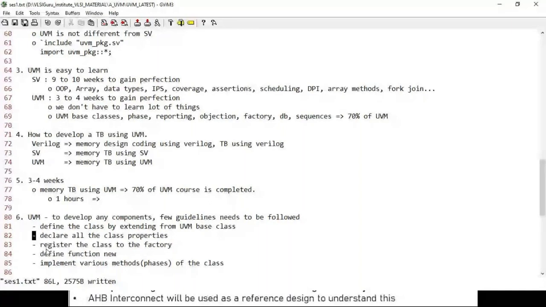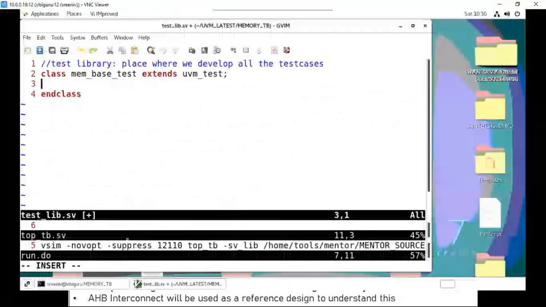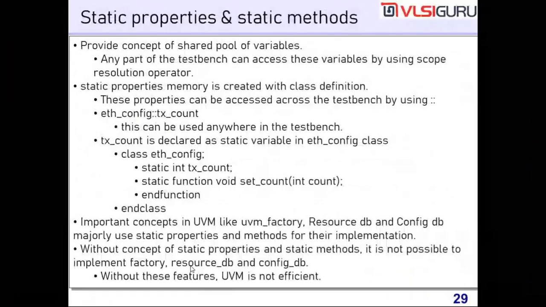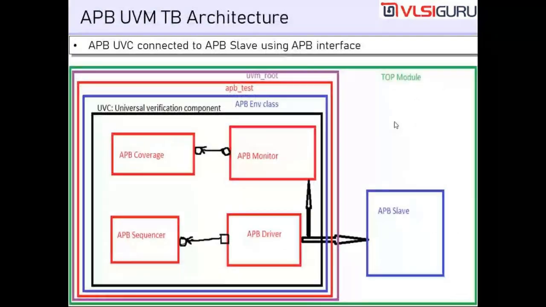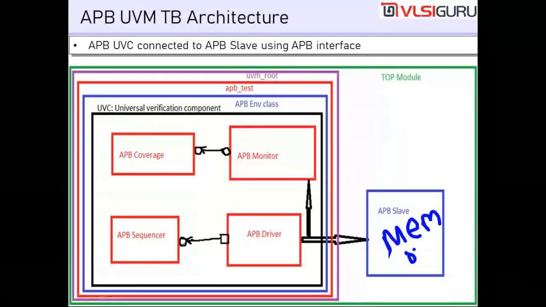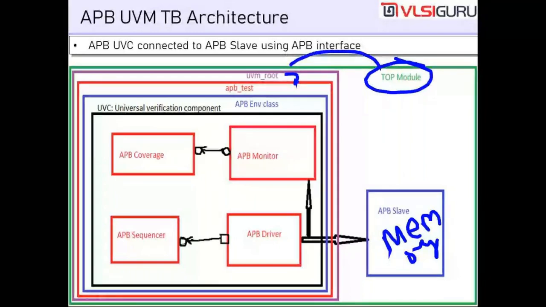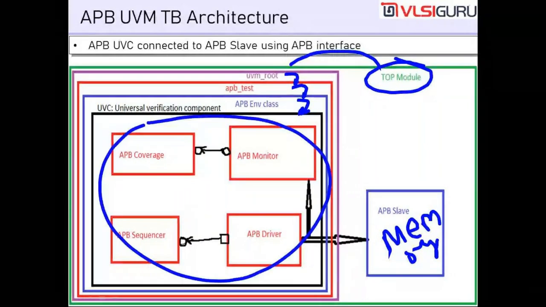Inside mem-based test, what will be there? Basically, this is how the structure will look. I'm trying to develop this kind of architecture. For us, this is the memory. This is my top TB, top module. Below top module, there will be UVM root. Below root, test will be there. Below test, environment will be there. Below environment, agent will be there. Below agent, all the components will be there. So we are going to develop this kind of structure.